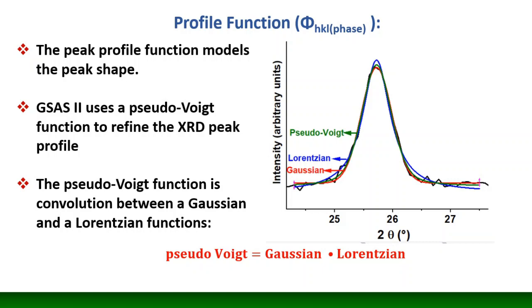So the peak profile models a function to the observed peak shape, to describe that. GSAS-II uses a function called pseudo-Voigt in the refinement to model the XRD peak profile. Particularly, the pseudo-Voigt function is a convolution of the Gaussian function and the Lorentzian function. That's what is trying to be shown here on this diffractogram on the screen. Basically, the Gaussian function is the red one, the Lorentzian is the blue one, and the convolution of both of them gives the pseudo-Voigt function. It's the function used to describe the peak profiles by GSAS-II.